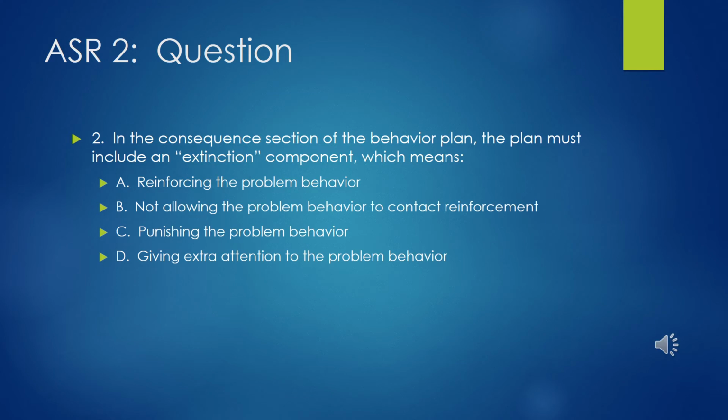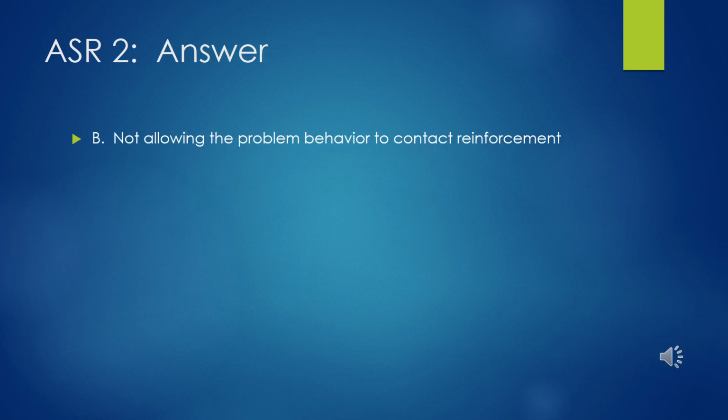So this brings us to our ASR number 2 question. In the consequence section of the behavior plan, the plan must include an extinction component, which means A, reinforcing the problem behavior, B, not allowing the problem behavior to contact reinforcement, C, punishing the problem behavior, or D, giving extra attention to the problem behavior. And the answer is B, not allowing the problem behavior to contact reinforcement. That is the extinction part of the behavior plan in the consequence section.